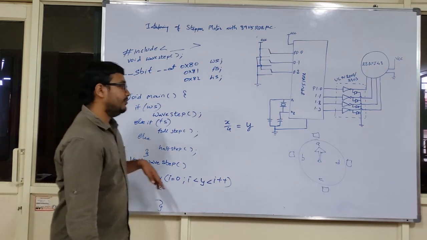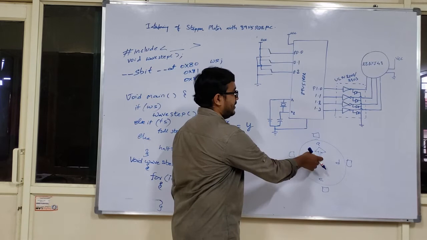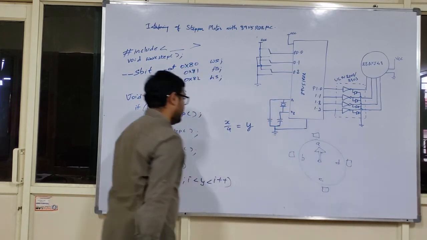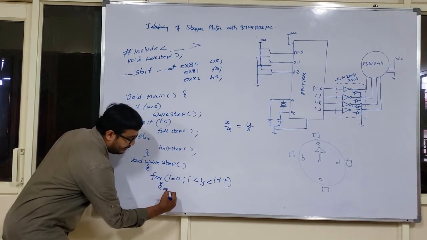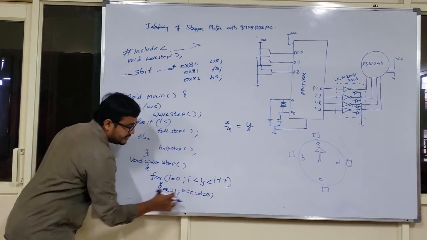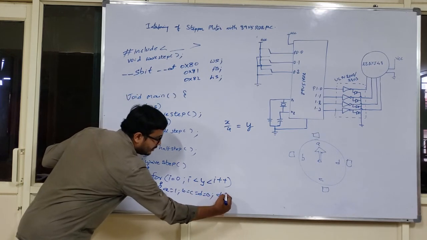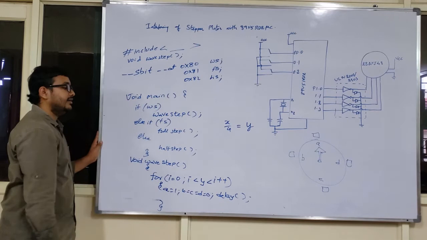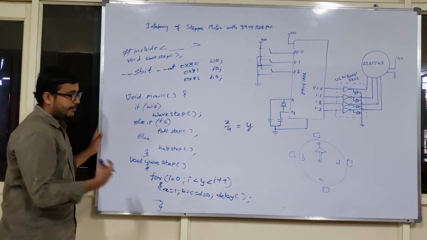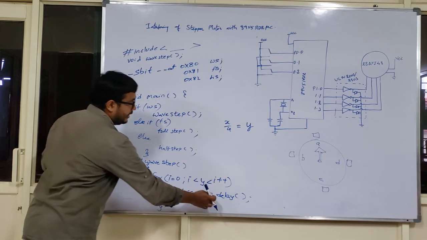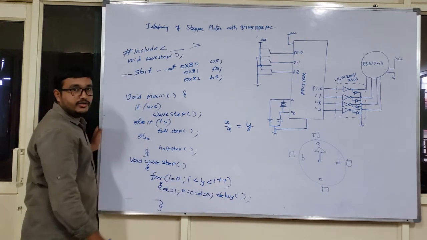So for the wave step, at first pulse, A phase is getting energized, next is B, next is C, next is D. So A equal to 1, B, C and D will be equal to 0. This has to be maintained for a certain amount of time. So a delay function call is made. So it is your job, you need to complete the definition of your delay function.